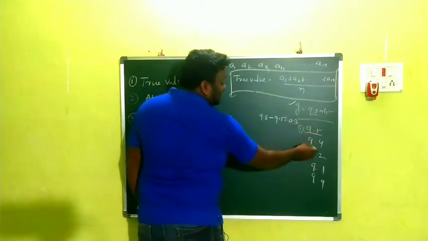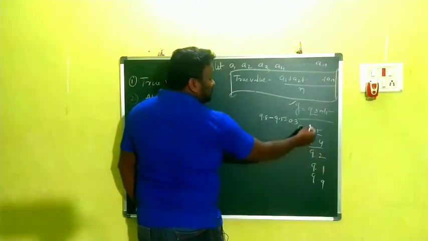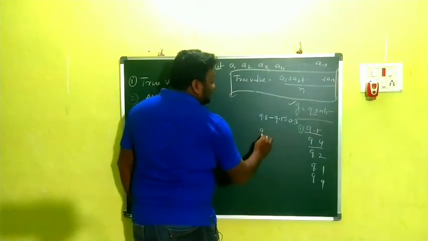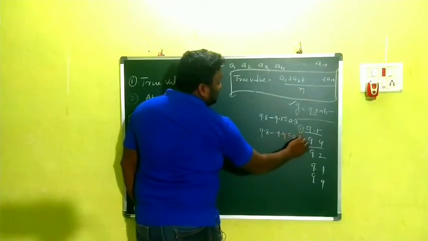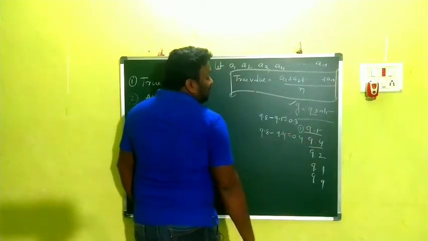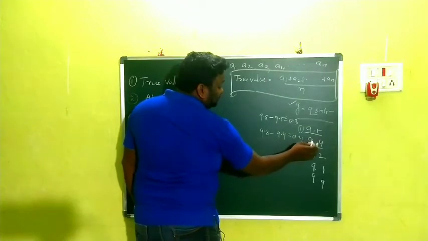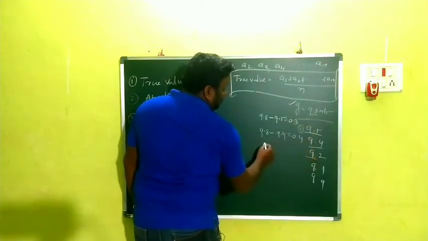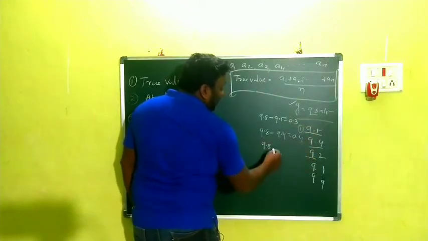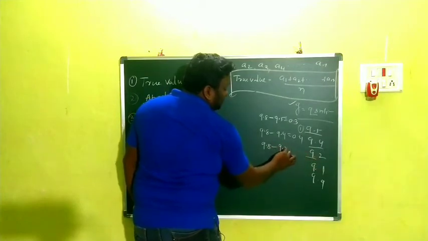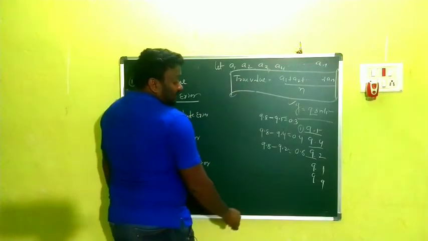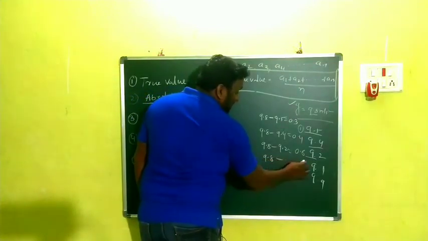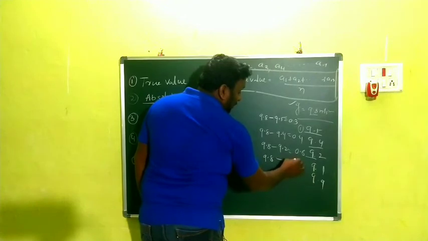Next value is what? 9.4. True value is what? 9.8. Then what do you write? 9.8 minus 9.4. How much difference? Error is 0.4. And next is 9.2. True value is 9.8. How much difference? 0.6. Clear? And next thing is 9.8 and this one is 9.1. How much difference? 0.7.